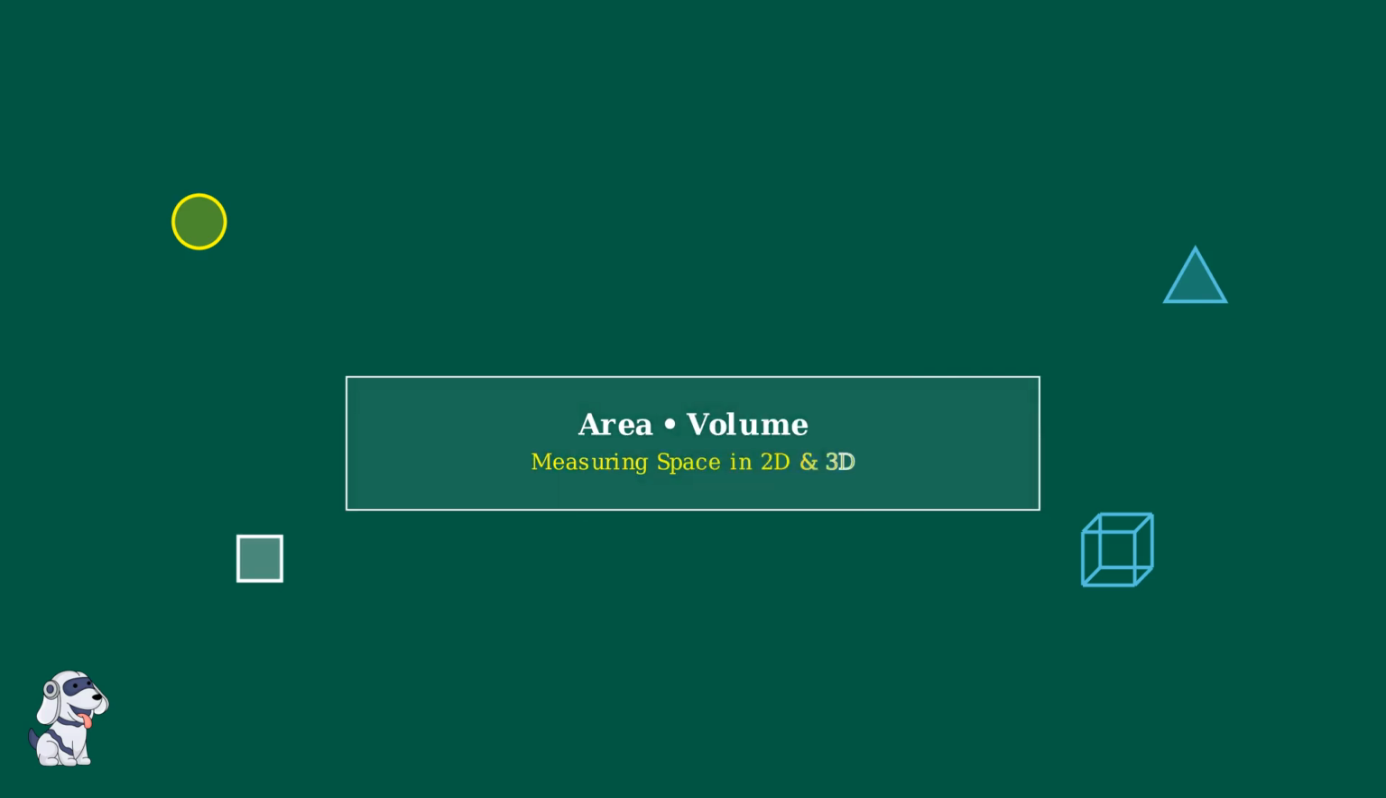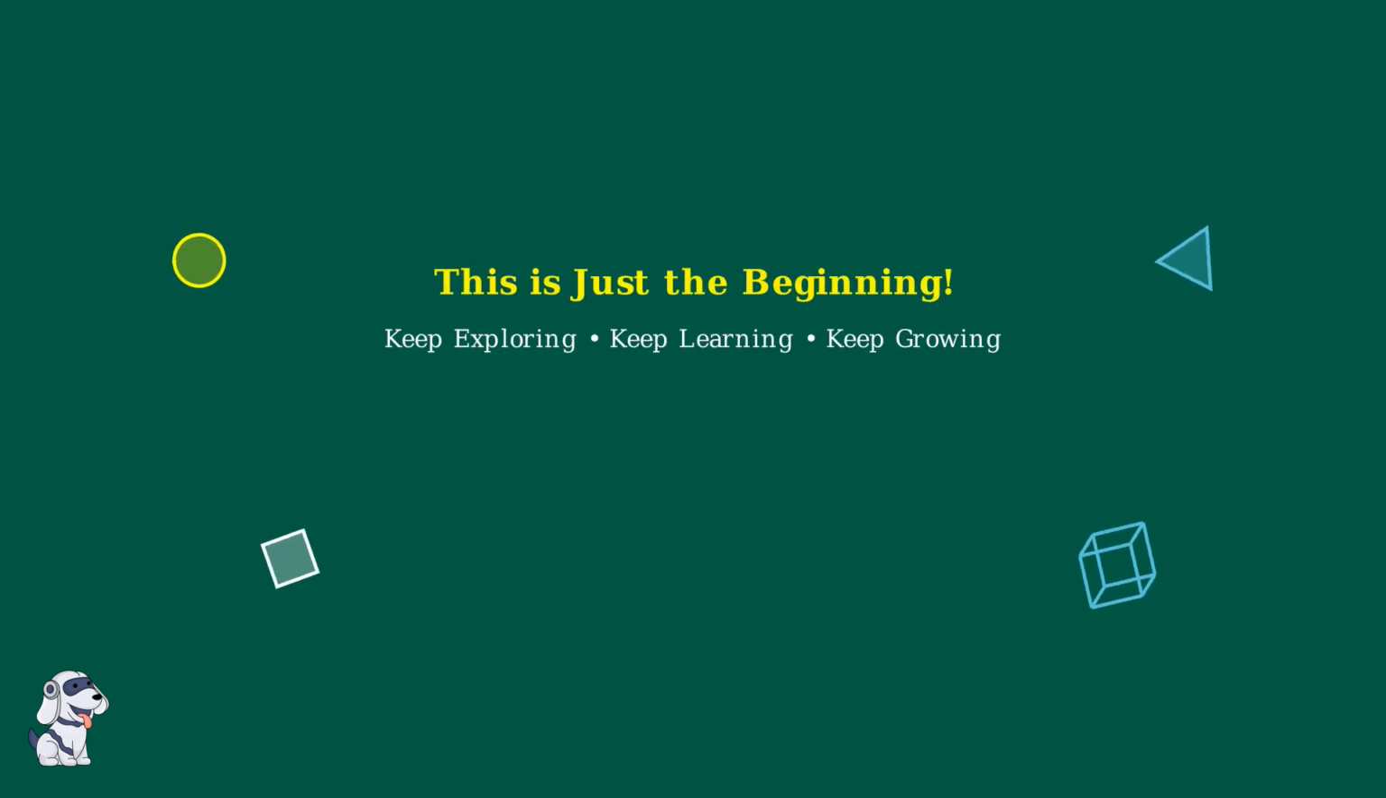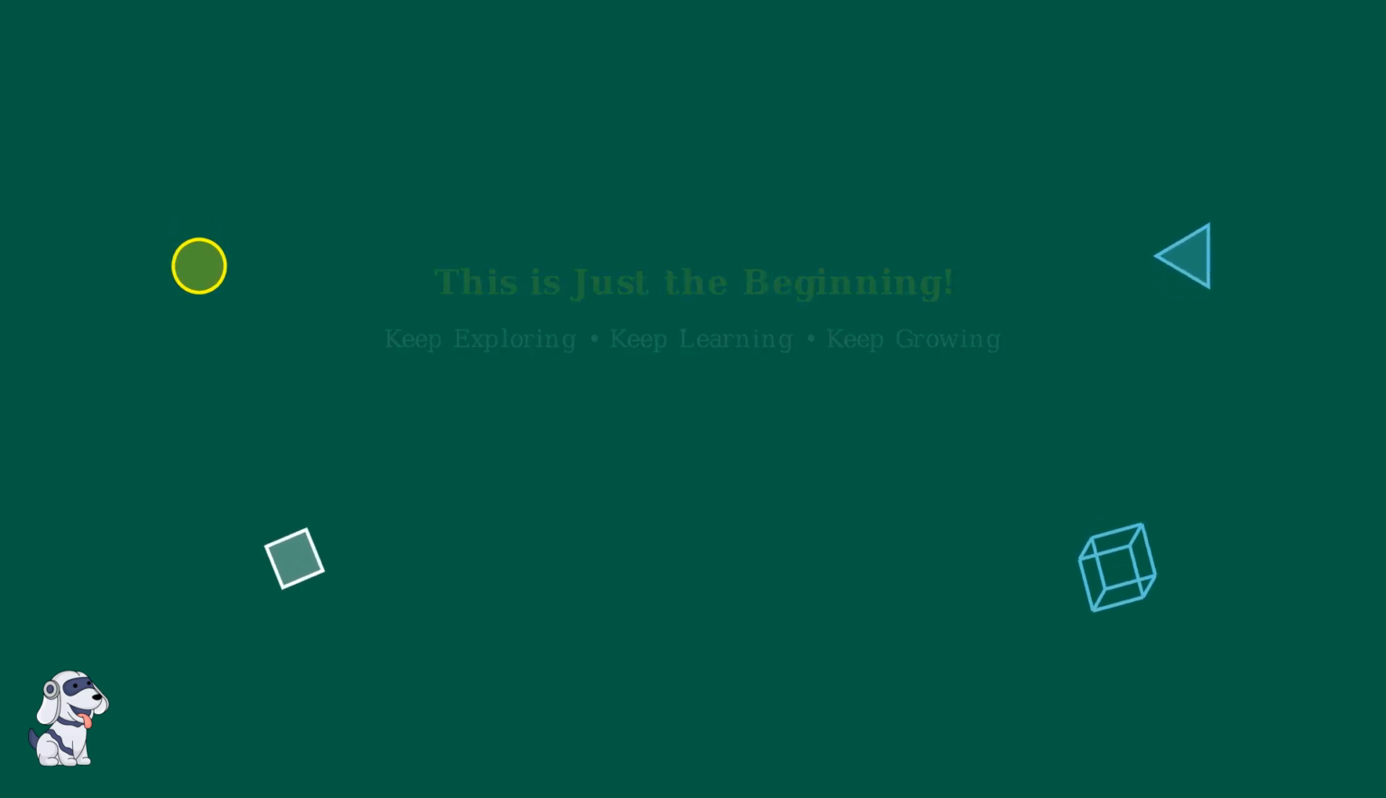Finally, we learned to measure space itself through area for flat surfaces and volume for three-dimensional objects. But remember, this is just the beginning of your geometry adventure. There's so much more to discover and explore in the fascinating world of mathematics. Practice these concepts, draw shapes, measure angles, and calculate areas. The more you practice, the more confident you'll become.